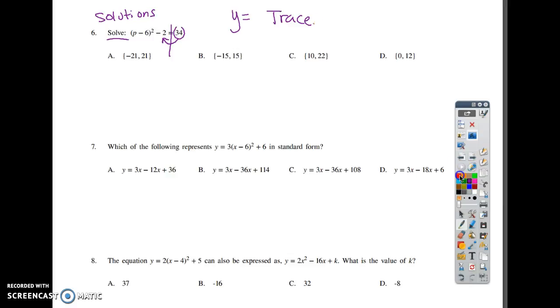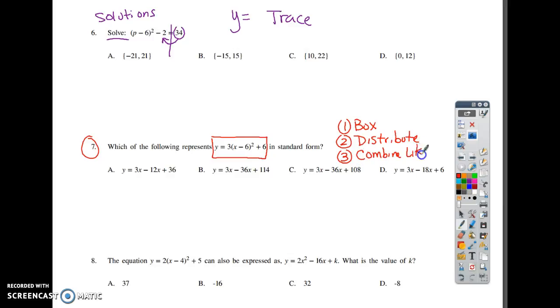For problem number 7, you're going to do the same thing that we did for problem number 1, because this is in vertex form and I need it in standard form. So the steps are 1, do the box, 4x minus 6 squared, 2, distribute, and the last step is to combine like terms. Okay, and then you can pause the video so you can work it out.